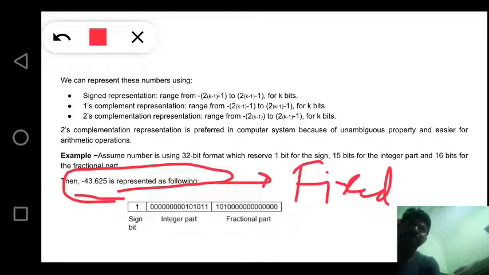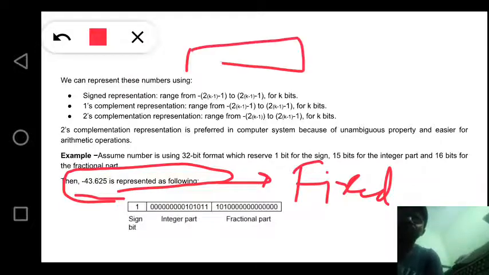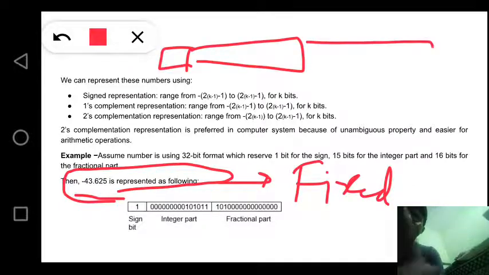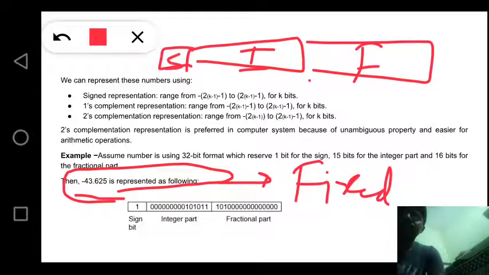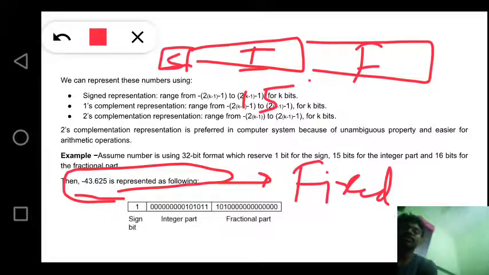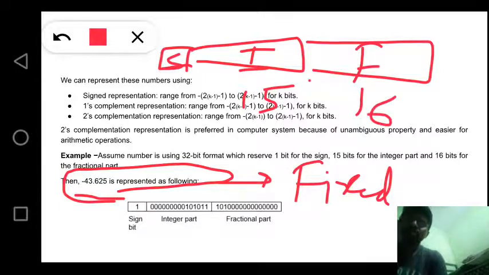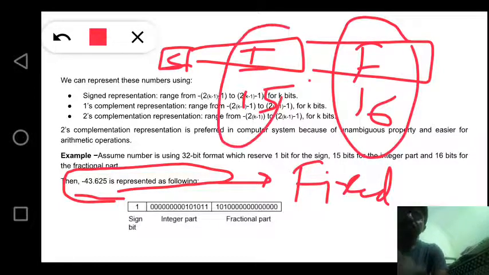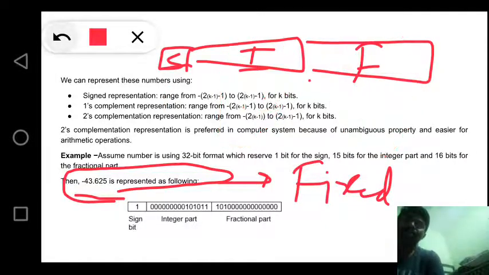If somebody asks you what is fixed point representation, there are a fixed number of digits in the integer part, the sign bit, and after the decimal point, a fixed number of digits for the fractional part. If somebody asks you to represent a number in fixed point, you have to ask them: how many bits should I preserve for the integer? How many bits should I preserve for the fractional part? So 16 bits for fractional, 15 bits for integer, 1 bit for sign. So in total, 32 bits.